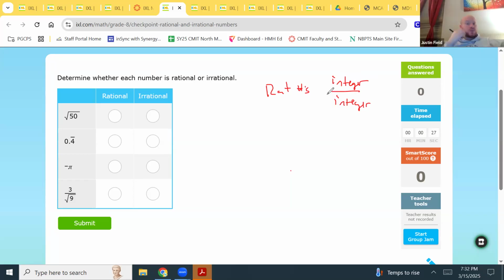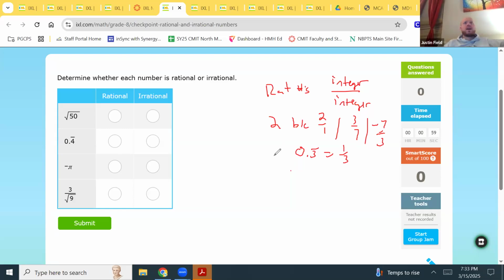Okay, so it could be simplified. Like, 2 is a rational number because we could write 2 over 1, an integer over an integer. 3/7 or -3/7, -7/3, whatever, these are all rational numbers. 0.3 repeating is a rational number because it can be 1/3. So any number that can be expressed as a fraction is a rational number.